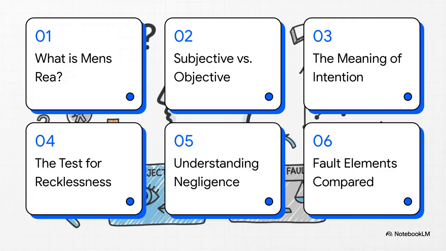So, here's our game plan for this explainer. First, we'll nail down what mens rea actually is. Then, we'll tackle the huge difference between subjective and objective fault. After that, we'll explore the three big levels of blame: intention, recklessness, and negligence. And finally, we'll wrap it all up with a nice, clean comparison.